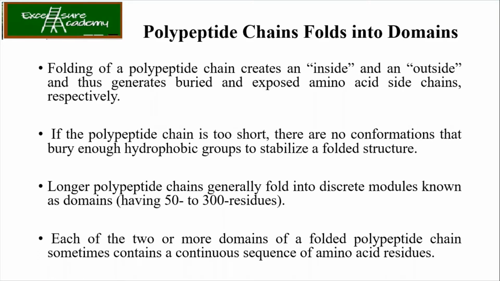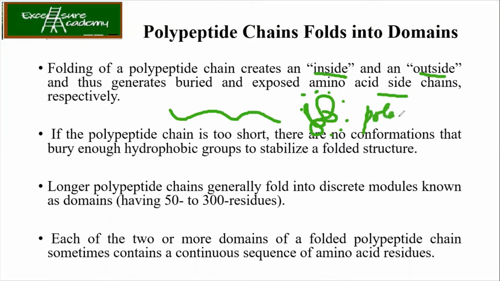Now, folding of a polypeptide chain creates an inside and an outside, thus generating buried and exposed amino acid side chains respectively. So what does it mean over here? Whenever a polypeptide chain is there, it is going to get folded, right? So you are going to have the inside as well as the outside part of the amino acid. We also know that the outer region is going to have the R group, or the amino acid, which is going to have a polar nature, right? And the inside one, the buried one, is going to be hydrophobic in nature. Please remember always, because they are going to repel, or avoid, water.